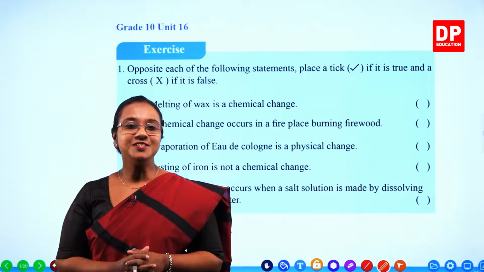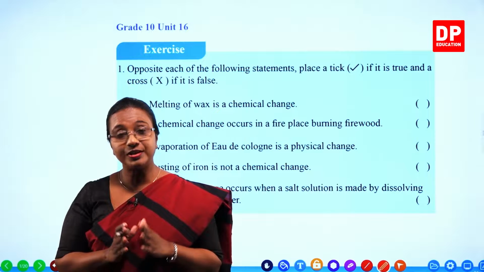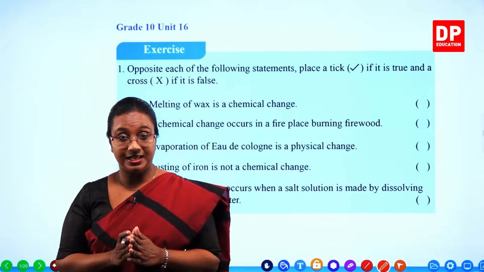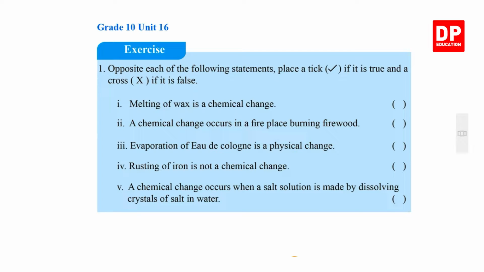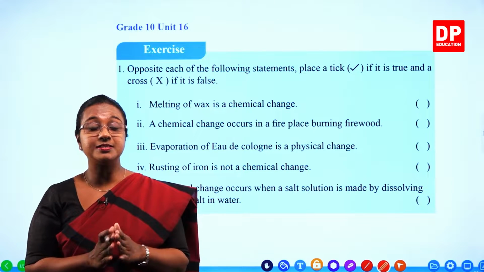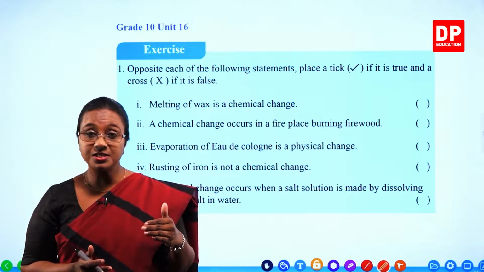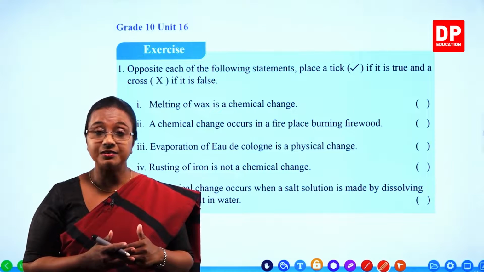Hello my dear students. So now I am going to discuss the questions given in your textbook related to Unit 16. So that is Grade 10, Unit 16. You can remember in the lesson we discussed all the changes. Physical changes, chemical changes, then you know how chemical changes take place. We wrote the chemical reactions, then we discussed how to write balanced equations for chemical reactions.